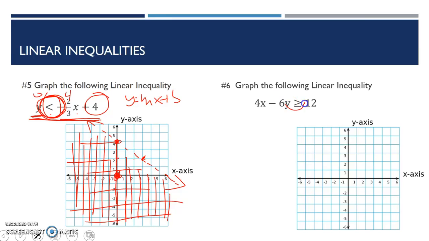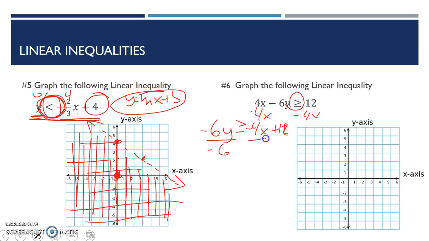We can't tell that specifically from looking at this inequality because it could change. So what I'm going to have to do to graph this is get it to look like this. I'm going to put it in slope-intercept form. So I'm going to start by subtracting 4x from both sides, and I will have negative 6y is greater than or equal to negative 4x plus 12. I just wrote the negative 4x first, and that's a plus 12 there. Then I'm going to divide everything by negative 6.